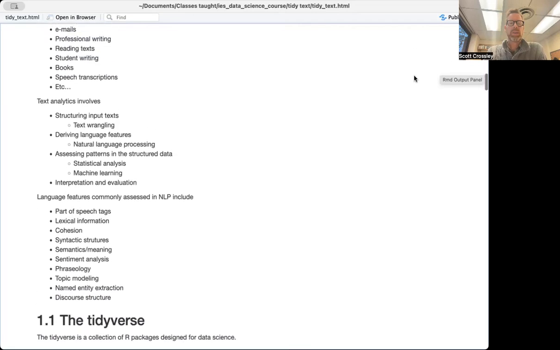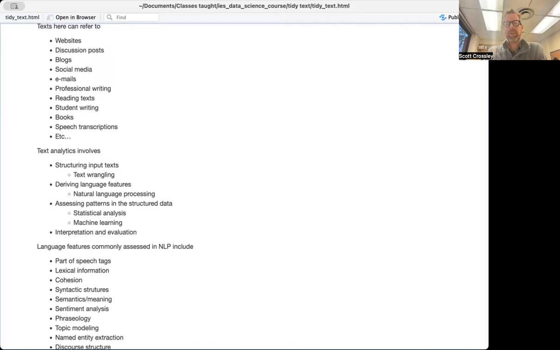So what does text analytics involve? You need to have text structured into appropriate formats. And what that generally means is that these texts need to be in something like UTF-8 encoding, so that they don't have any type of strange Unicode that is going to cause problems for text processing. Once you have your text structured, you need to derive language features from the text. We're going to talk about a couple of relatively simple language features in this module, including tokens, token frequency, and sentiment analysis. But the deriving of language features, that is the natural language processing part.